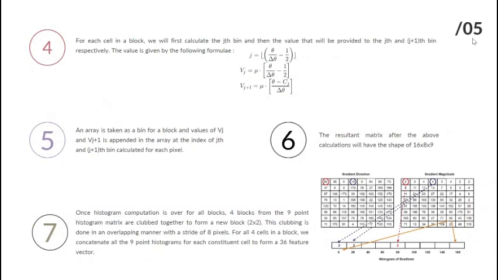For each cell in a block, we will first calculate the jth bin and then the value that will be provided to the jth and the (j+1)th bin respectively. The value is given by the following formulas. An array is taken as a bin for a block, and the values vj and vj+1 are appended in the array at the index of the jth and (j+1)th bin, calculated for each pixel.